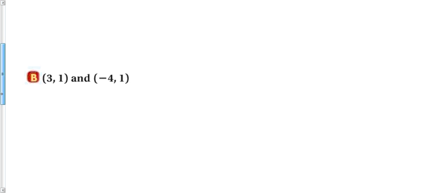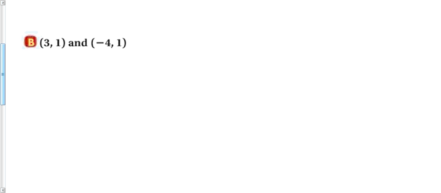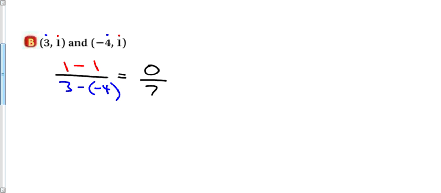Let's take a look at another one. Okay, so in this case, let's start with y2 minus y1. 1 minus 1 over, and let's start with 3 minus 4. In this case, it doesn't matter because both y's are 1. So we have 3 minus negative 4. Okay? So now, when we plug these in, we get 0 over 7. When I take 0 divided by anything, my slope here is 0. Okay? That is an acceptable slope. It's okay to get a slope of 0.